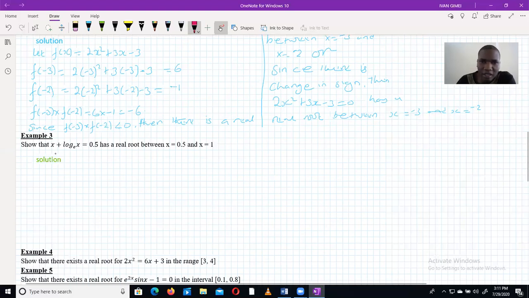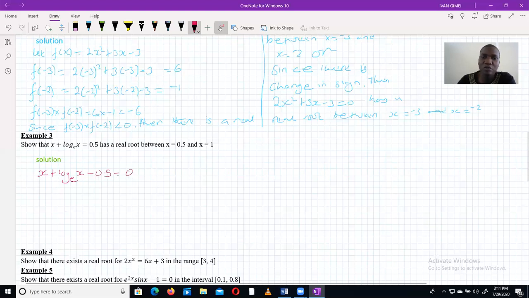Show that x plus log x equals 0.5 has a real root between x equals 0.5 and x equals 1. Show that x plus log e, that's the natural log of x, equals 0.5 has a real root between x equals 0.5 and x equals 1. So in this case, we shall first rearrange our equation. We shall have x plus log e of x, that is ln or natural log, minus 0.5 equals 0.